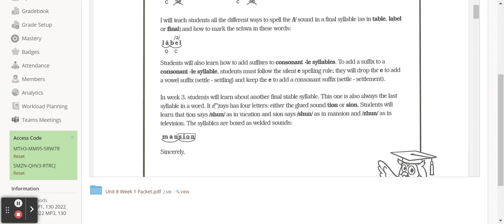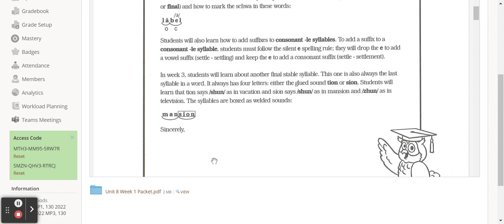In week three, students will learn about another final stable syllable. This one is also always the last syllable in a word. It always has four letters, either the glued sounds shun, tion, or sion. Students will learn that tion says shun as in vacation, and sion says shun as in mansion, and sion can also say zhun as in television. The syllables are boxed as welded sounds, so you box in sion or tion.